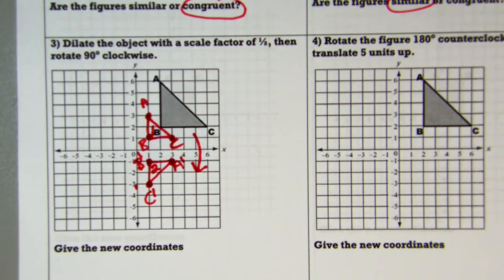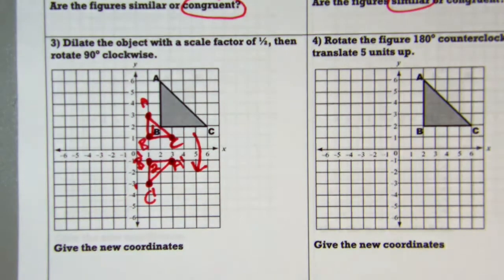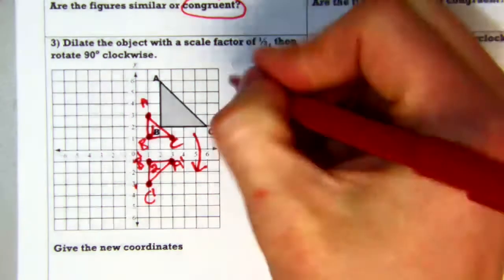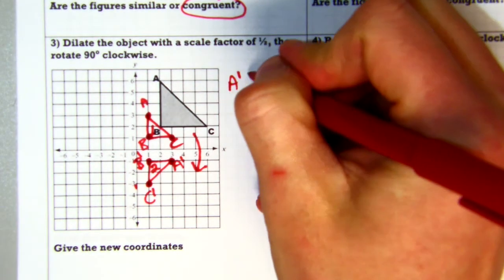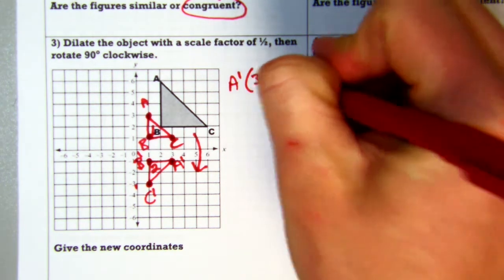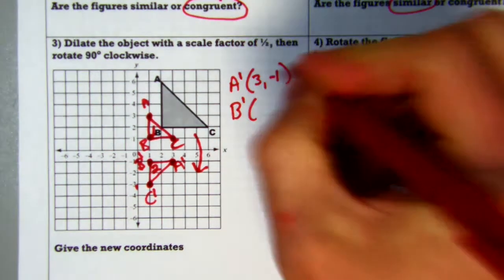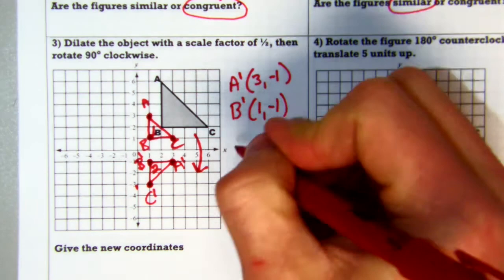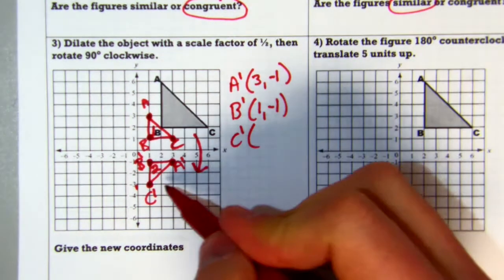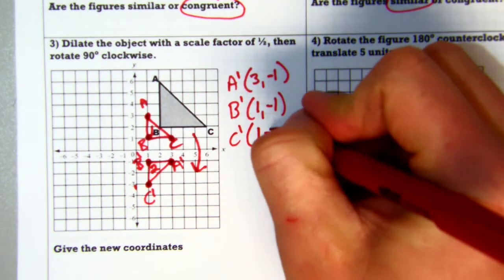Alright, so I went ahead and dilated by a half, and then I went clockwise by 90 degrees. My new coordinates. A prime is 3, negative 1. B prime is 1, negative 1. And C prime is 1, negative 3.